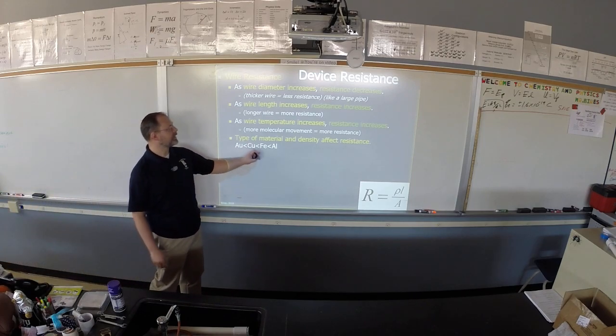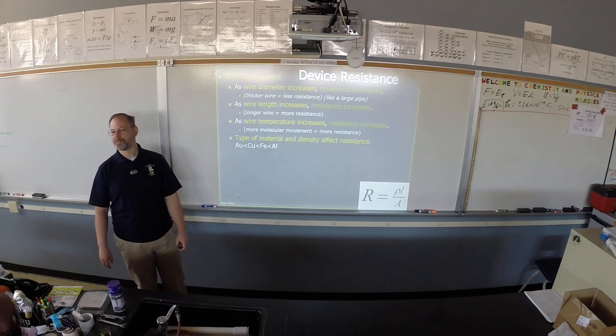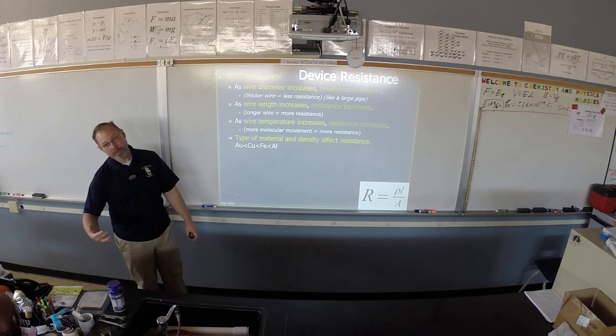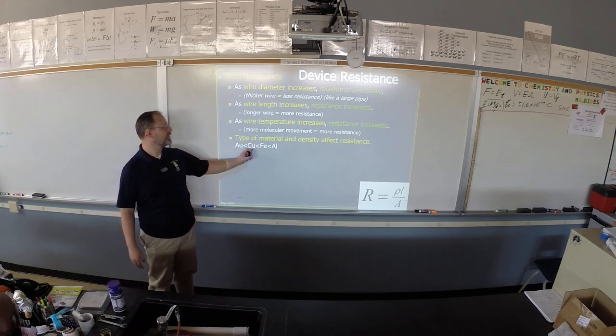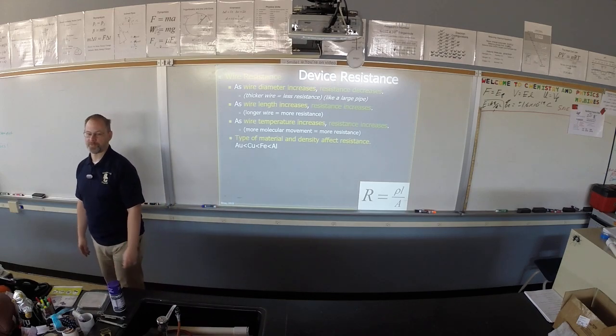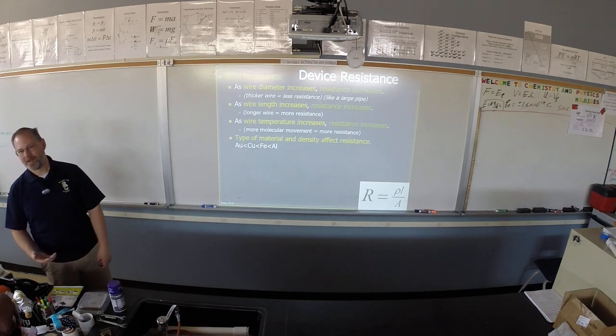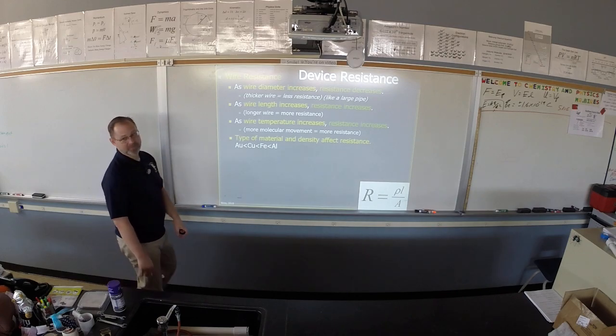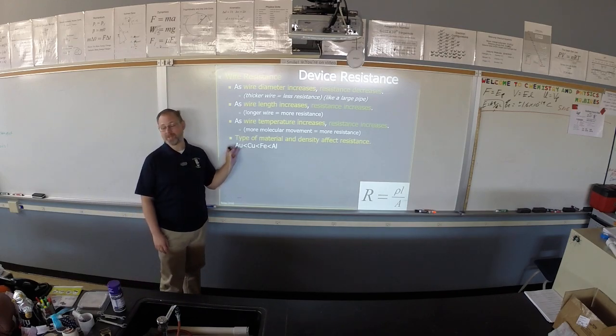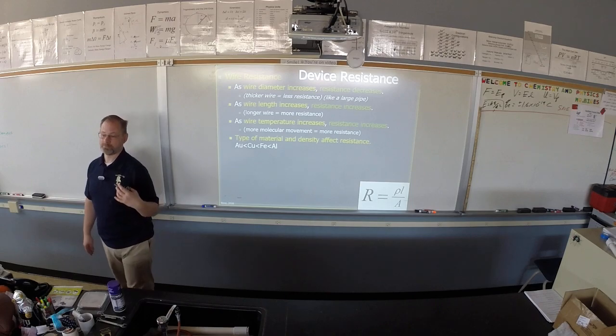And then, of course, the type and the density of the material also affects resistance. While it is not a rule, the trend is the more dense something is, the lower resistance it will have. So aluminum is not very dense. It has a lot of resistance. Gold and copper are pretty dense, and they have very low resistance.